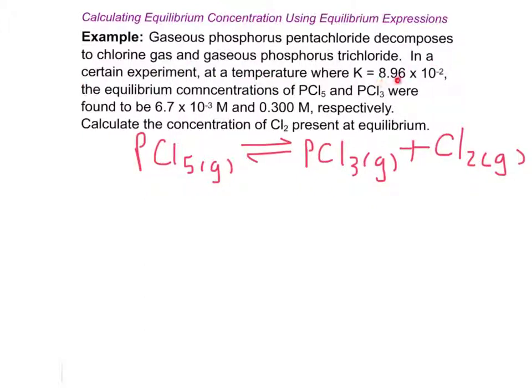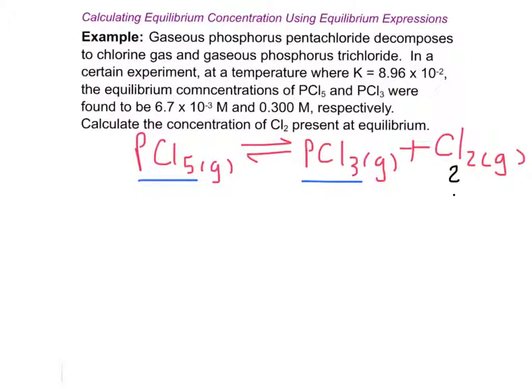In a certain experiment at a temperature where K equals 8.96 times 10 to the negative 2, the equilibrium concentrations, and I have a typo there, there shouldn't be an M in there, of the phosphorus pentachloride and phosphorus trichloride were found to be 6.7 times 10 to the negative 3 and 0.300 molar respectively. So we're given the concentrations of this and this, and we are asked to calculate the concentration of chlorine present at equilibrium. So what we want to know is the concentration of chlorine.